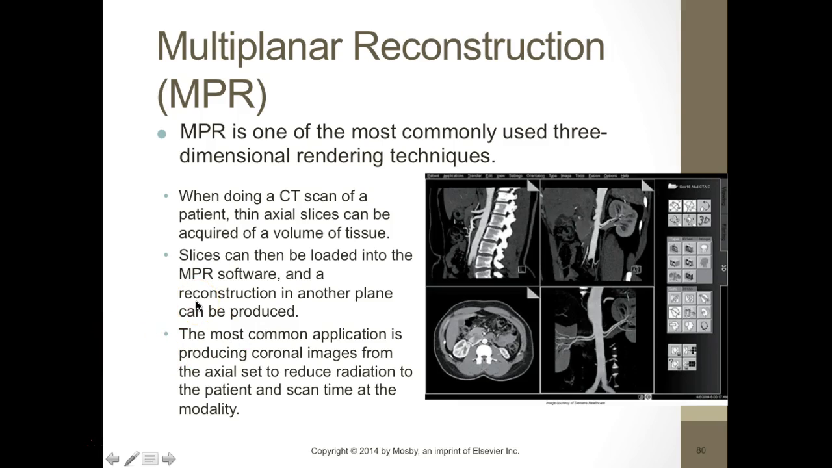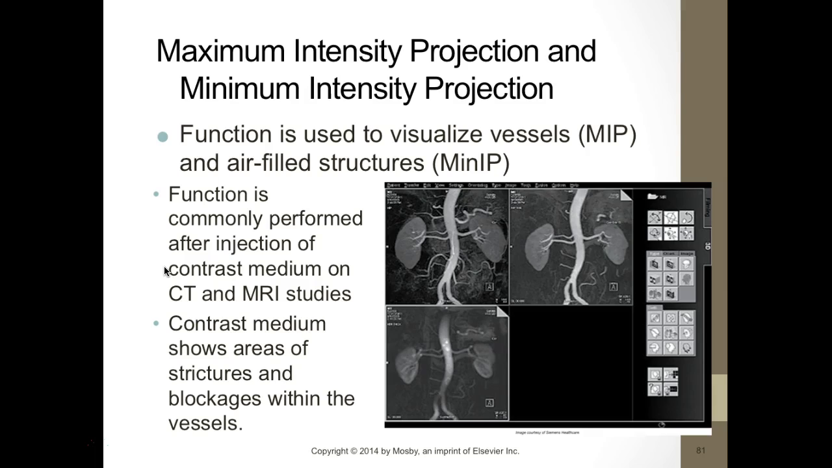So multiplanar reconstruction. MPR is one of the most commonly used three-dimensional rendering techniques. So we use this in CT. We take a patient and we take the axial scans and we acquire the volume of tissues. So slices are then loaded into the MPR software and a reconstruction in another plane. As you know, CT only scans in axial, and we'll take it and put it in a coronal or a sagittal plane so that we can see better. So the most common application is producing coronal or sagittal images off of the axials.